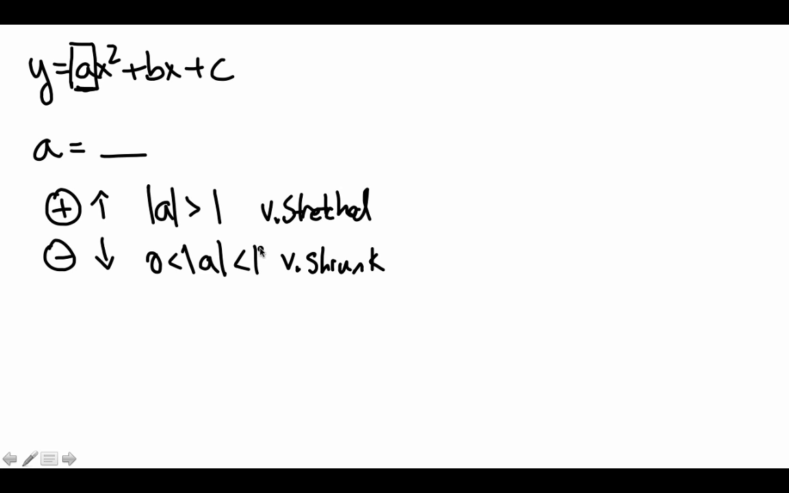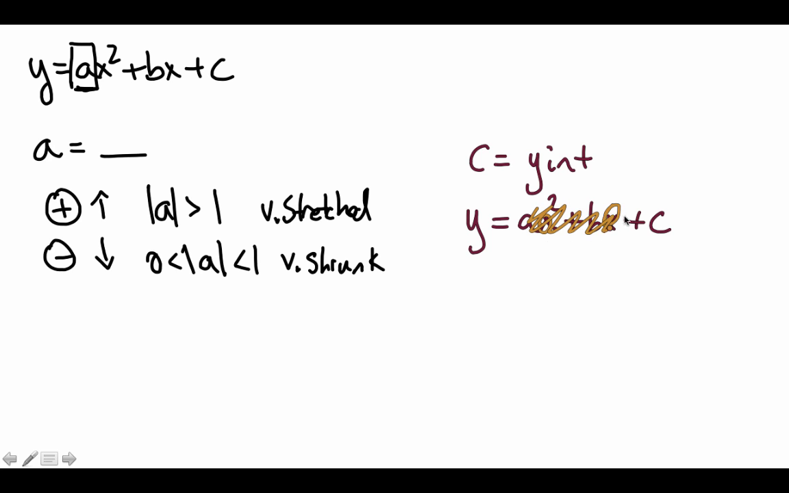The other nice thing is, let's skip ahead and look at c. c will tell you the y-intercept. Whatever c is, it is the y-intercept. And remember, the y-intercept is the value of y when x equals 0. Look at our equation: y equals ax squared plus bx plus c. If I plug in 0 for x, 0 times b is 0. 0 squared is 0 times a is 0. All that goes away, and I'm left with y equals c. So c will always be the y-intercept.